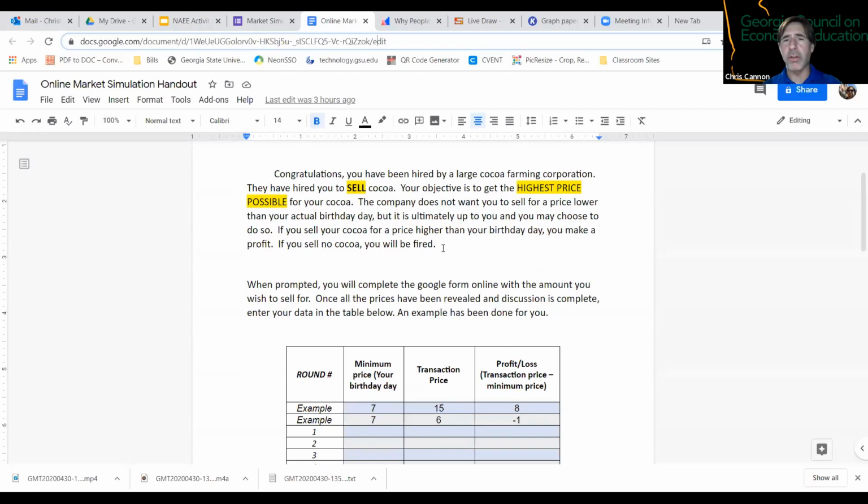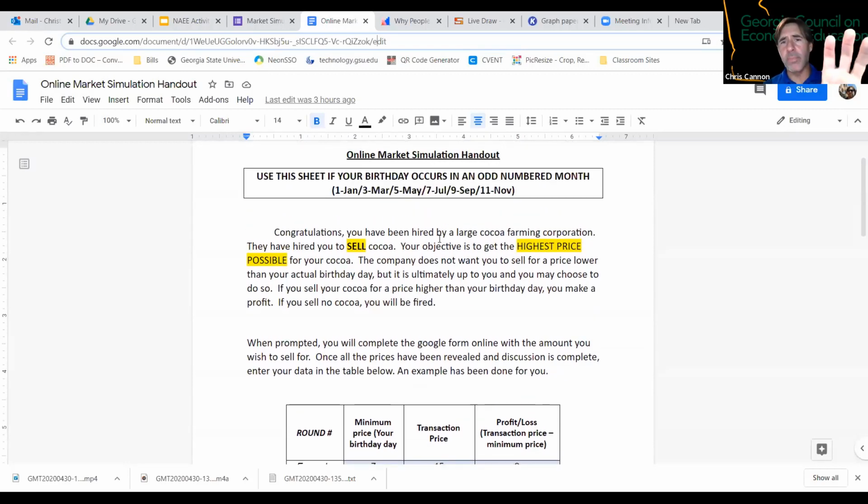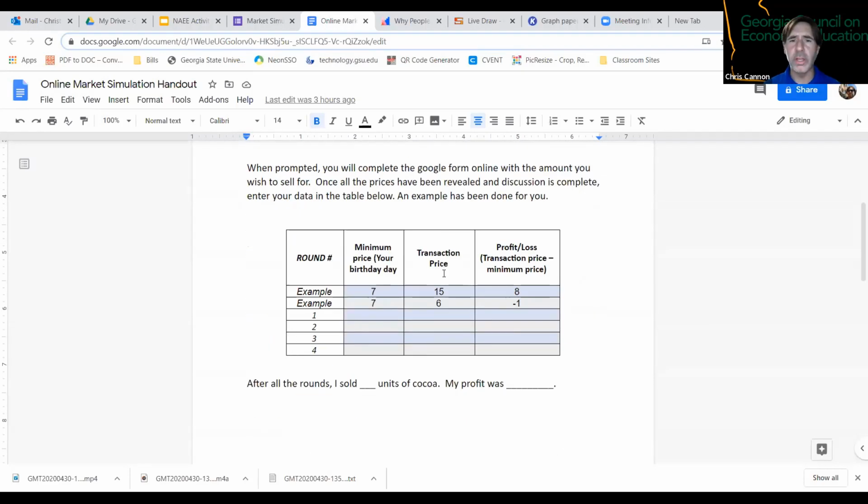And you could share this handout with students. You could give it to them in advance, whatever you wanted to do. It's basically got all the information you need here. There's a couple of examples. You would put in your minimum price, which would be your day of birth, right? So your birthday, your actual day, is the minimum amount you should try to sell for, okay? And then there's some examples there.